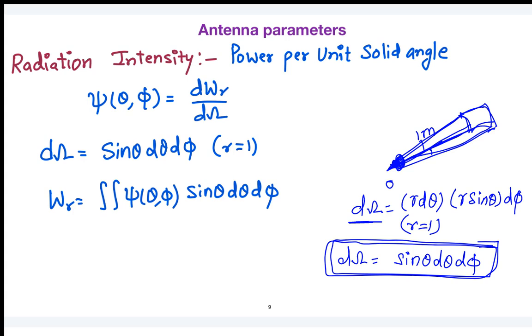When you are talking about an isotropic antenna, you will get it very clearly. Suppose this is my isotropic antenna, which radiates a power of WR. What will be the radiation intensity of my isotropic radiator now? Since it is going to cover a complete sphere, and as I said, radiation intensity has to be defined at 1 meter, what will be your radiation intensity? Can you tell me?